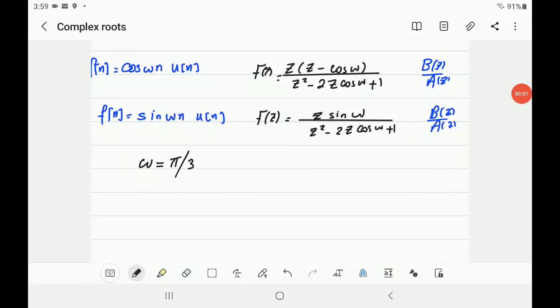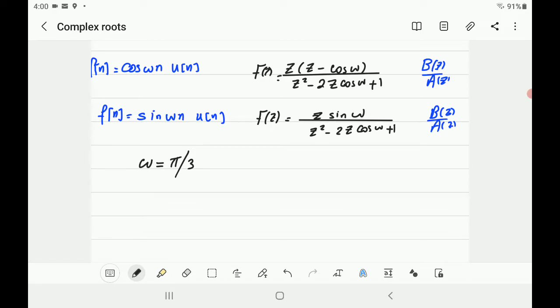Hi, that's the first lecture for complex roots in Z transform. We're trying to understand these two transformations so we'll be able to find the inverse of Z transform for the case when the roots of the denominator are complex. There are two types of complex roots, so let's investigate the situation.